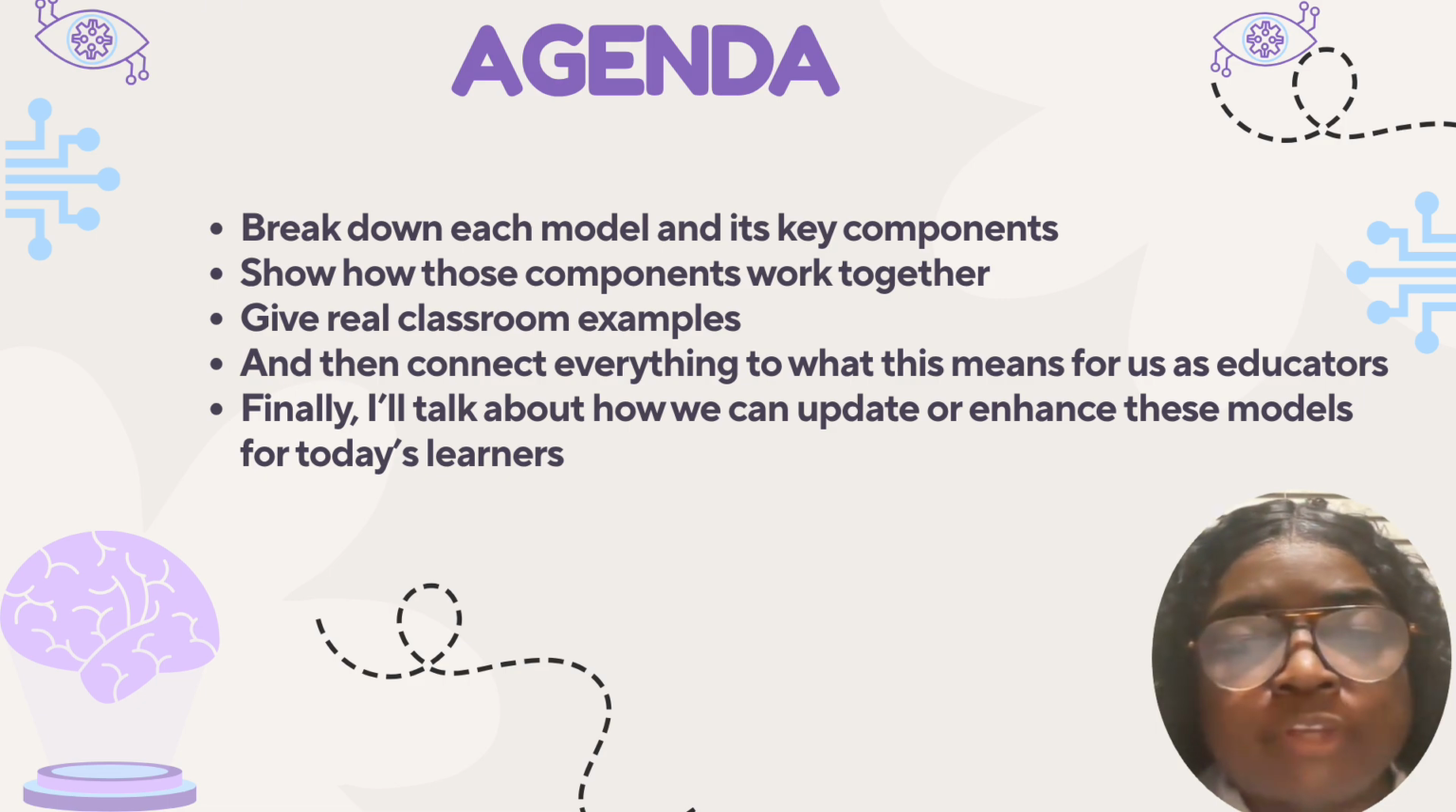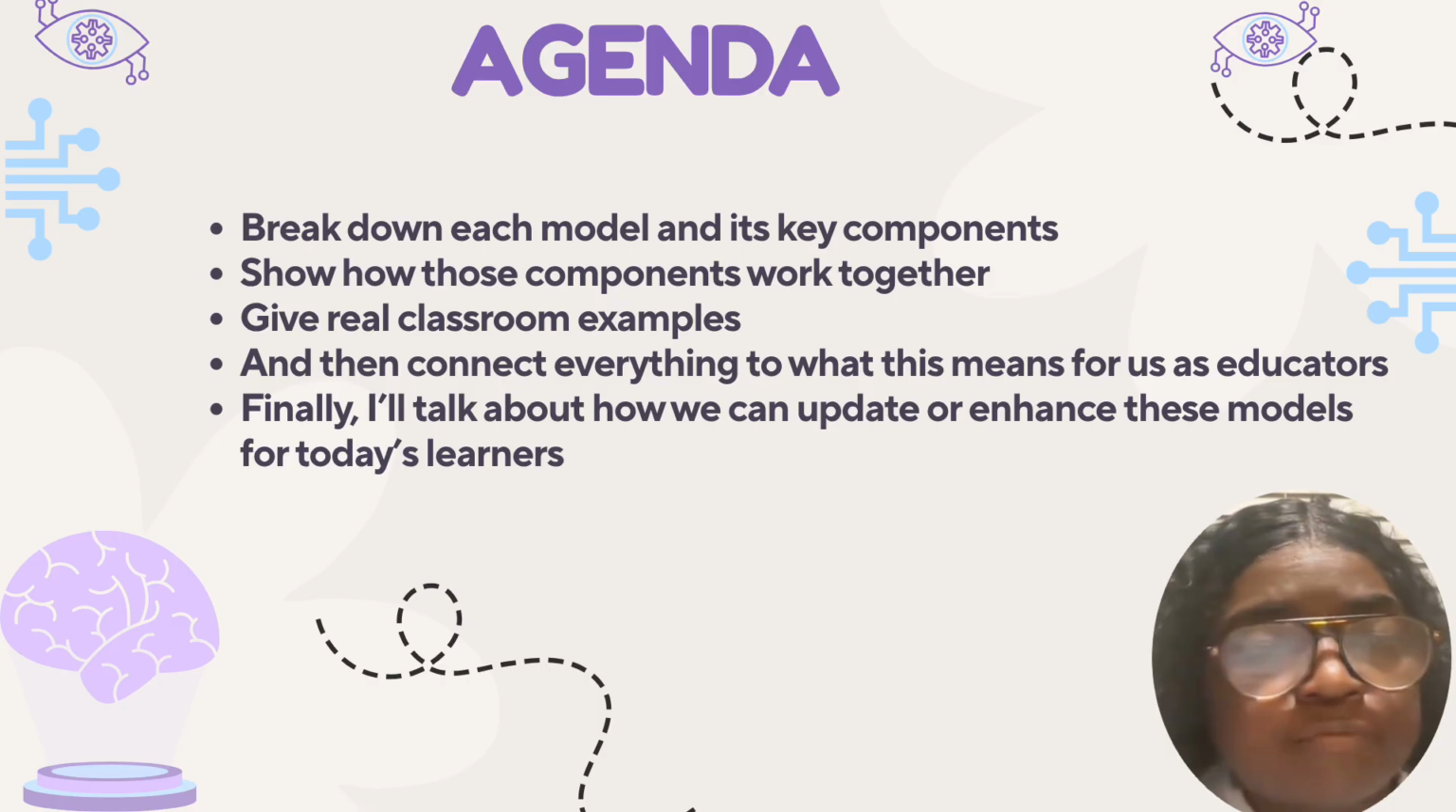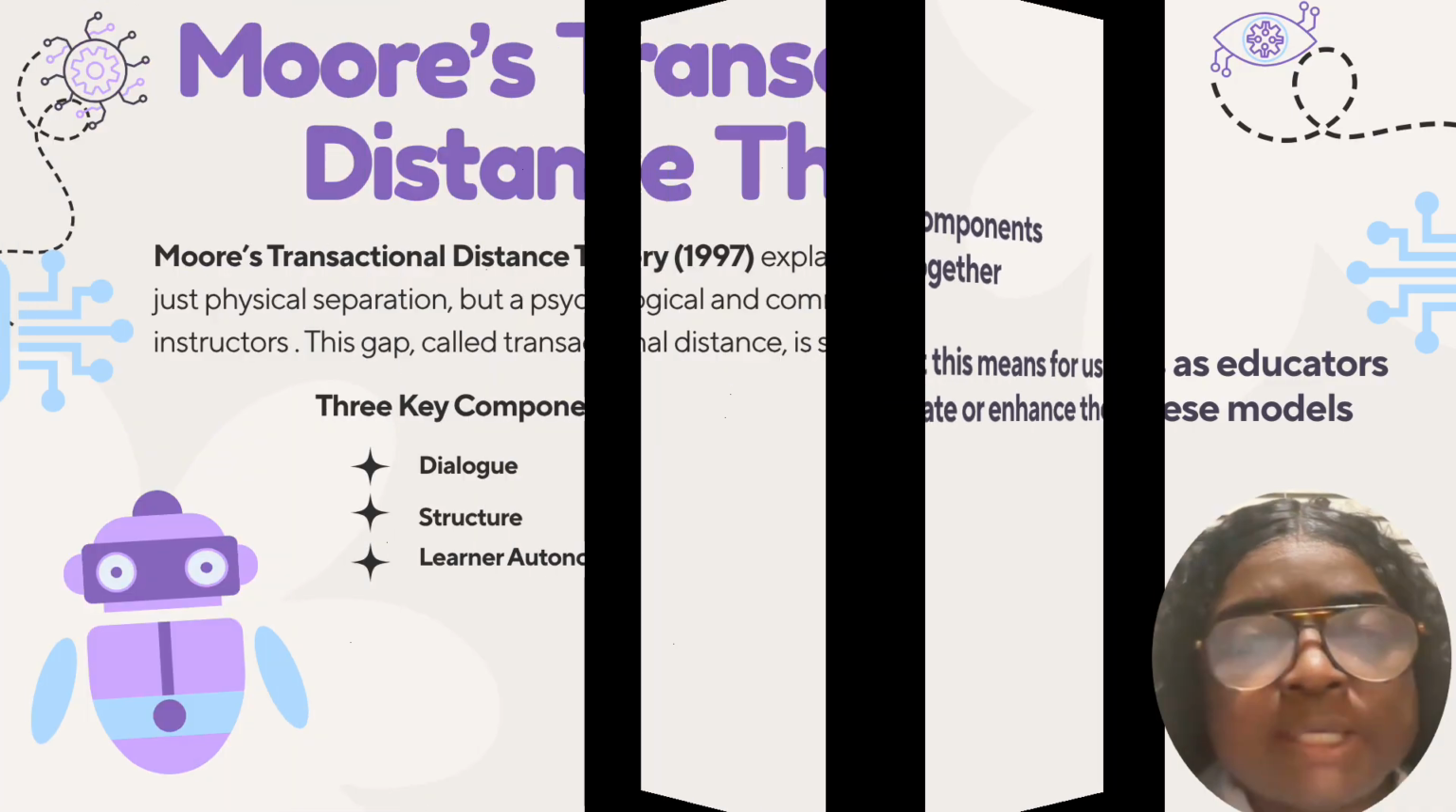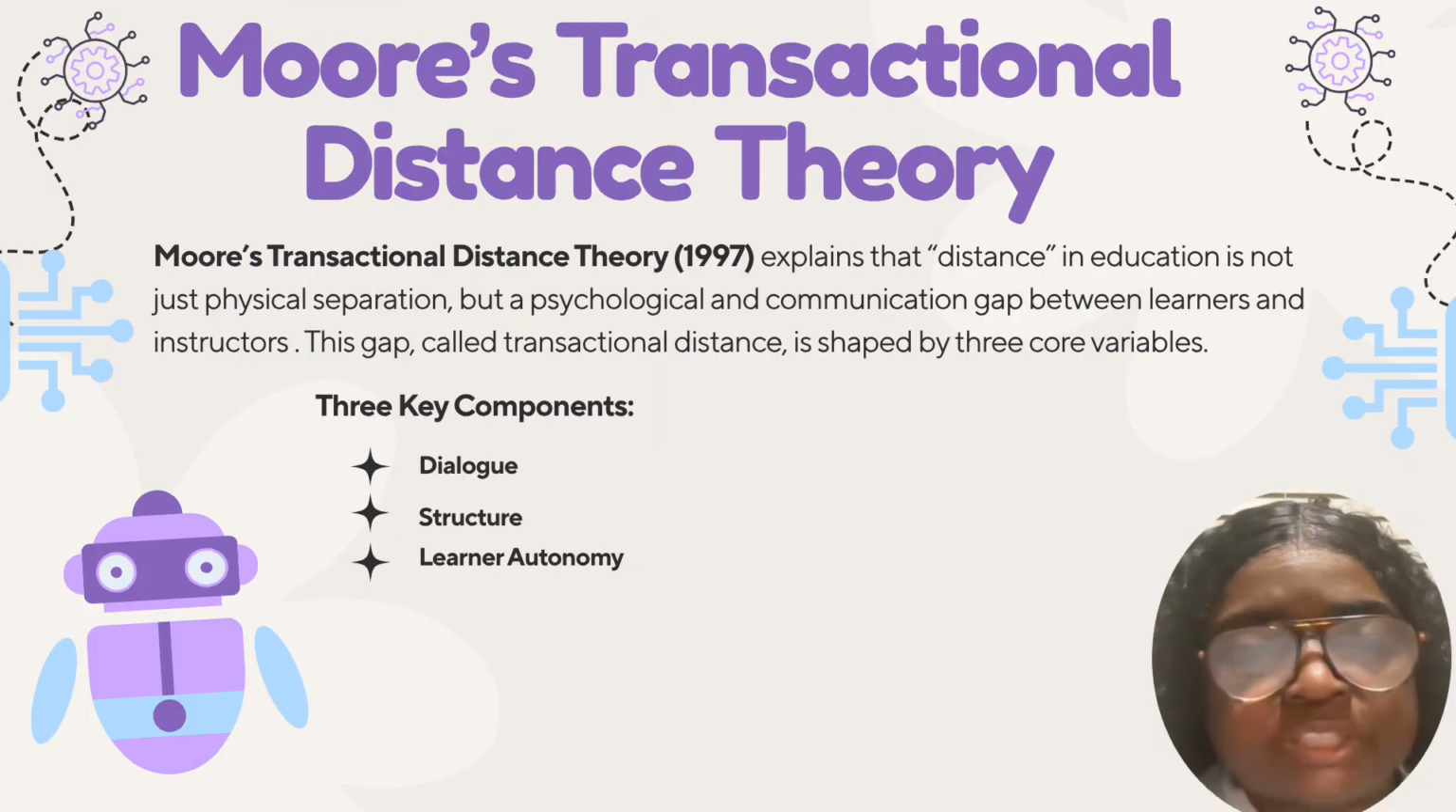Second, I will show how these components work together. Third, I'll give real classroom examples. Fourth, I'll connect everything to what this means for us as educators. And finally, I'll talk about how we can update or enhance these models for today's learners. Let's begin with Moore's transactional distance theory.